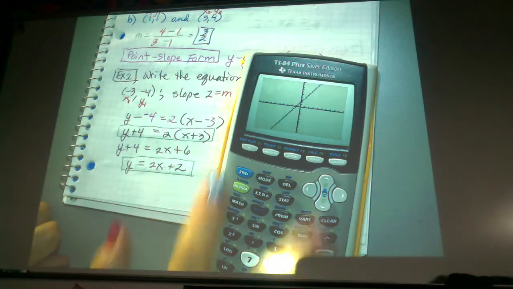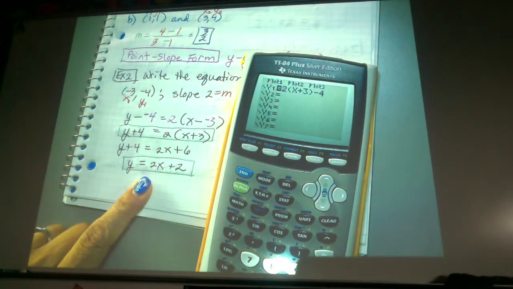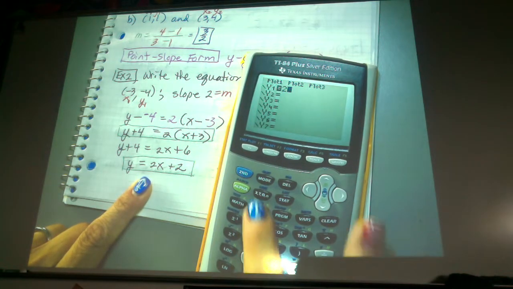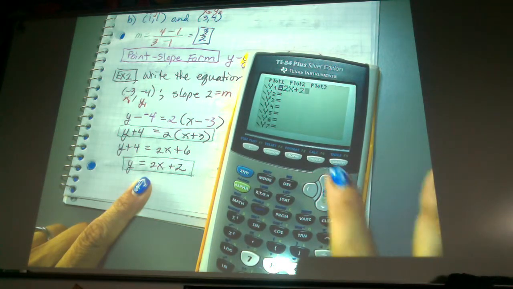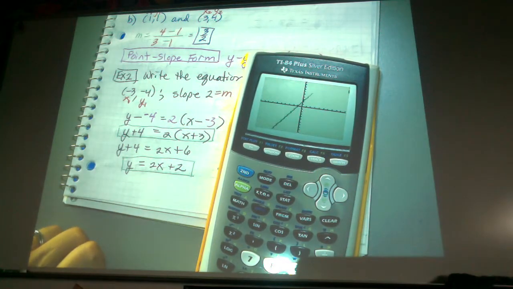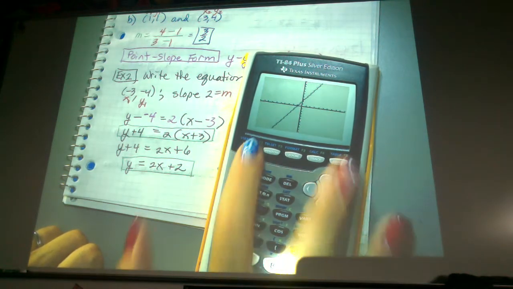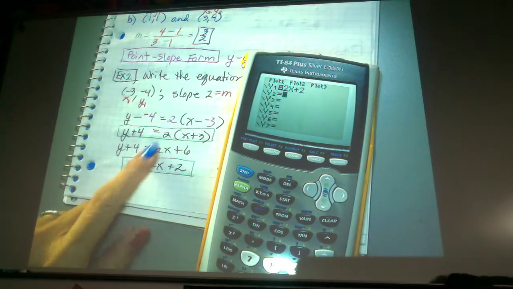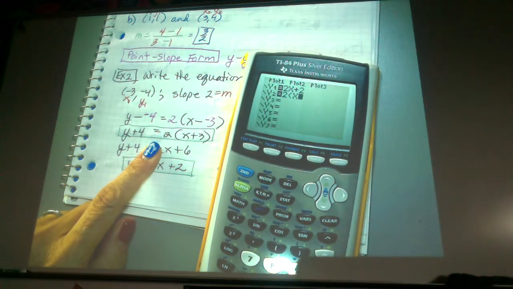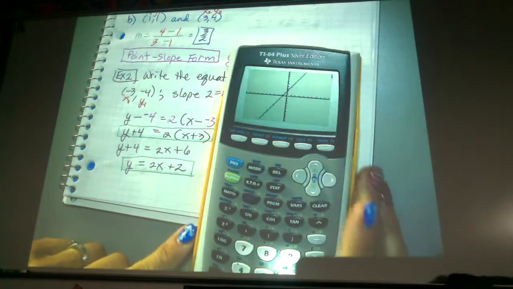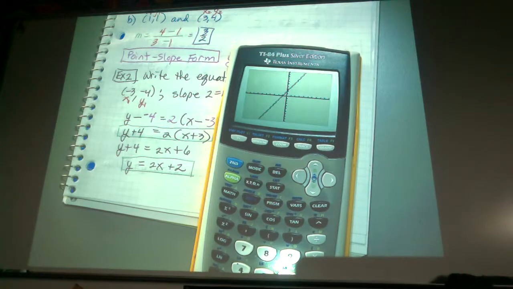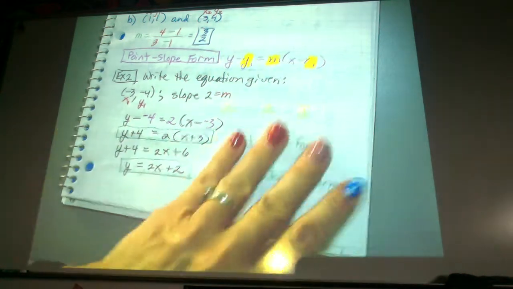So if I change that in y equals back to the slope intercept form of 2x plus 2, I should have exactly the same graph. And do I? It's exactly the same. And I could double prove it if I put it down here as well. So 2 parentheses x plus 3 and parentheses minus 4. Same one, right?